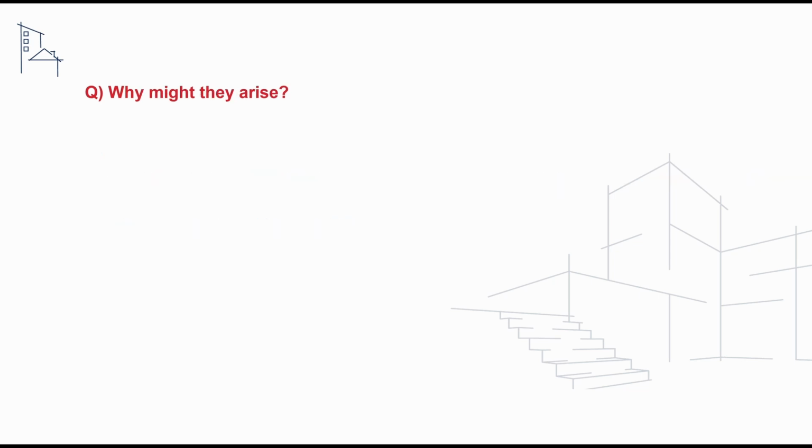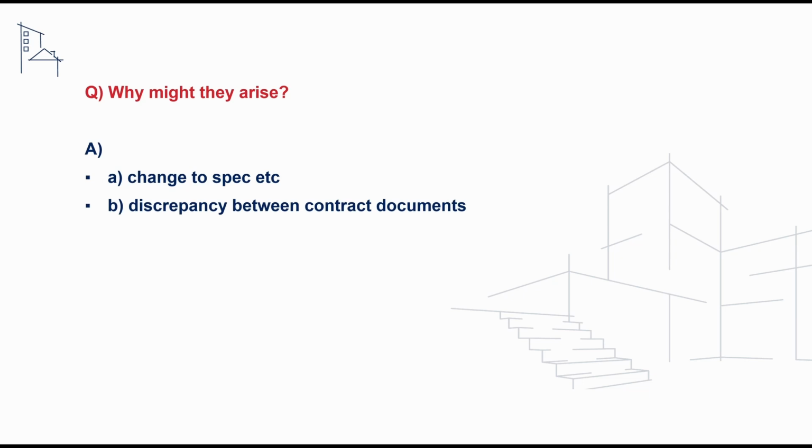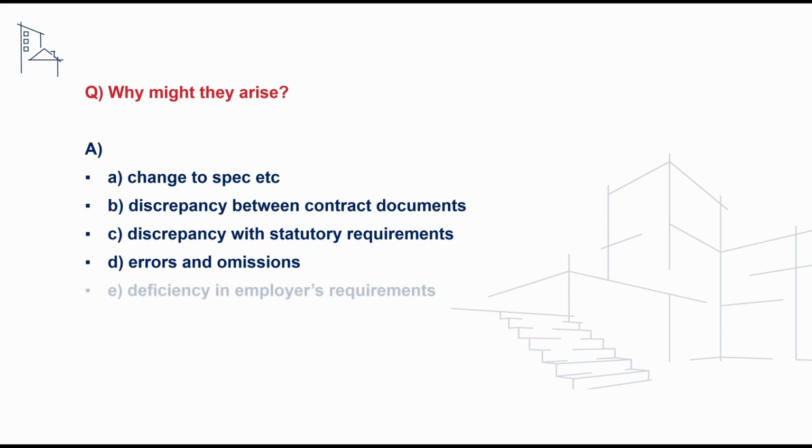We may also receive a follow-on question to this asking when variations might arise, and to address this we can say that this may be due to a change in specification, a discrepancy between contract documentation, a discrepancy with statutory requirements, any errors and omissions, and deficiencies within the employer's requirements.